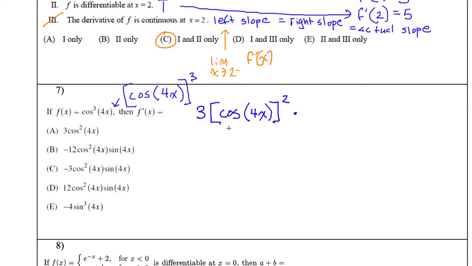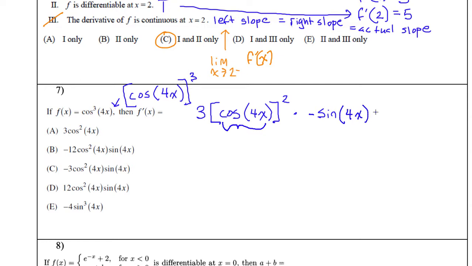So careful here. The outer is cosine. The inner is 4x. So when I take the derivative of the outer, I'm taking the derivative of cosine. Cosine switches a sign. It's negative, because C stands for change, and it turns into a negative sine of, again, I have an inner, which is 4x. I can't touch it yet.